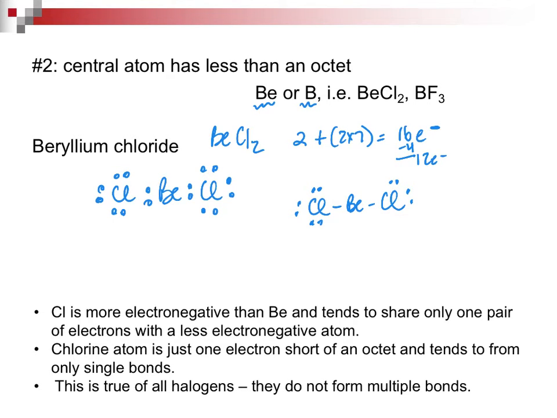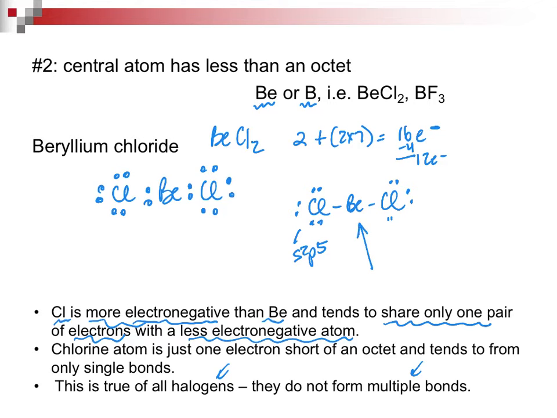Now, why am I saying this is acceptable? It's because chlorine is more electronegative than beryllium. It tends to share only 1 pair of electrons with any less electronegative atom. You don't see chlorine sharing 2 pairs of electrons. And remember, chlorine is an S2P5. It's just 1 electron short of having an octet. So again, it tends to only form single bonds. This behavior is characteristic of the halogens. They simply do not form multiple bonds.